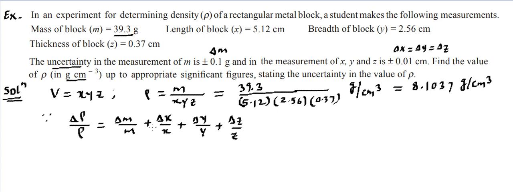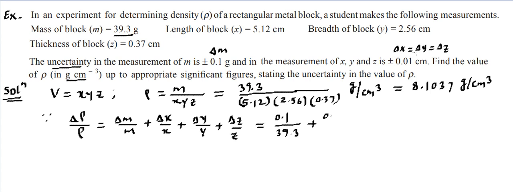Now we have the value of delta m. We have the values of delta x, delta y, delta z. We have the values of x, y, z and m. So we can put all these values in to get our answer. Let's put the values. Delta m will be written as 0.1 divided by the m value, which is given as 39.3, plus delta x, given to us as 0.01.